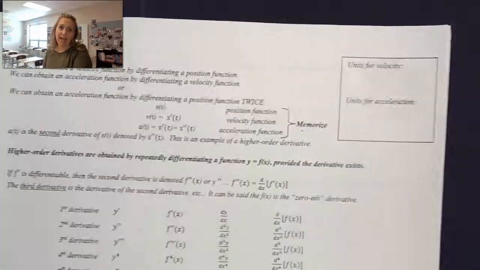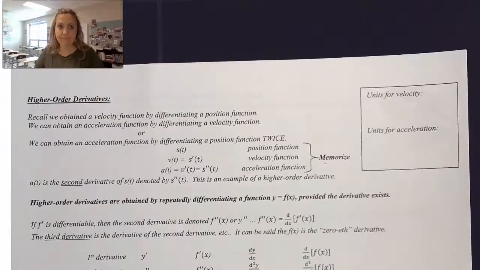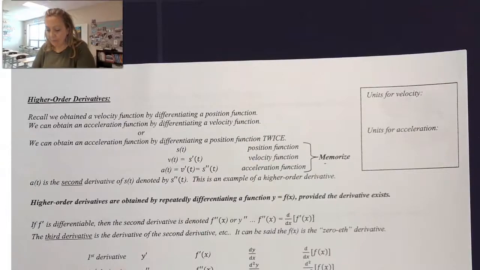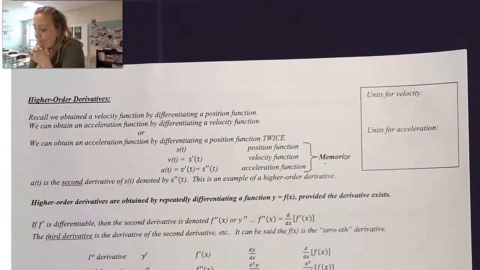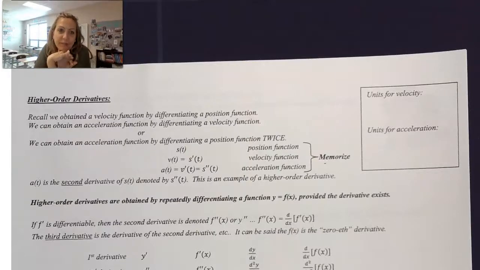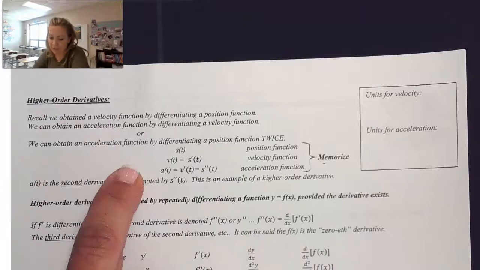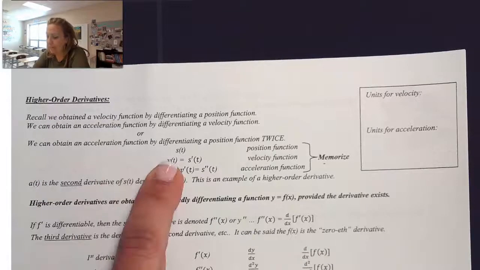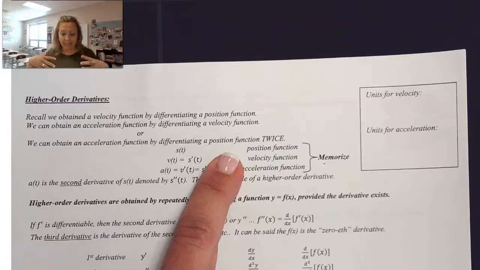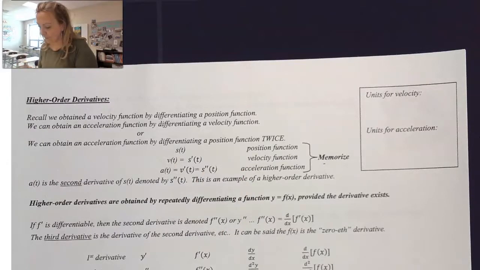Okay. So now we're going to go on to higher order derivatives. All right, so we're going to be looking at these higher order derivatives. Remember that we obtained a velocity function by differentiating a position function. And I did mention that we can then obtain an acceleration function by differentiating a velocity function. Or what we could do is obtain an acceleration function by differentiating a position function twice. So that's a way that we can think about that, all right?